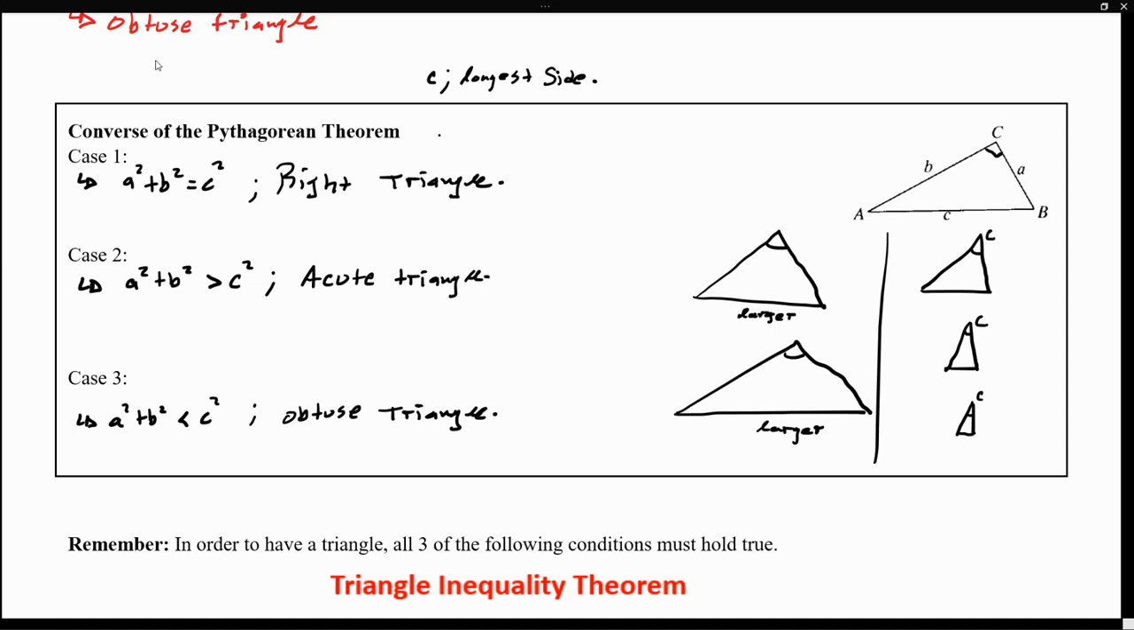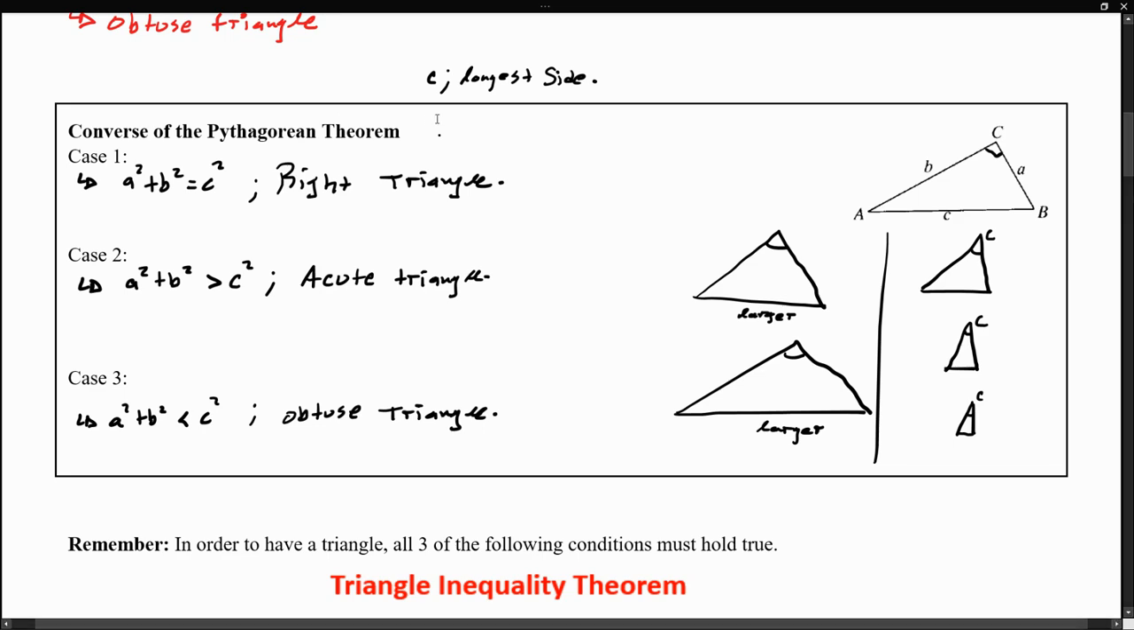If it fits the Pythagorean theorem, then it must be a right triangle. If a squared plus b squared is greater than c squared, then we have an acute triangle. And if a squared plus b squared is less than c squared, then we have an obtuse triangle.